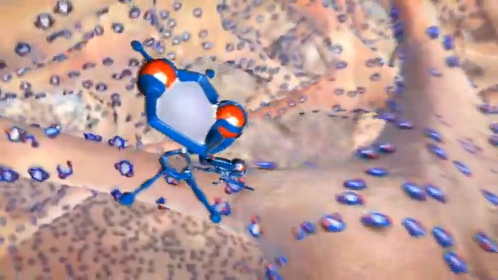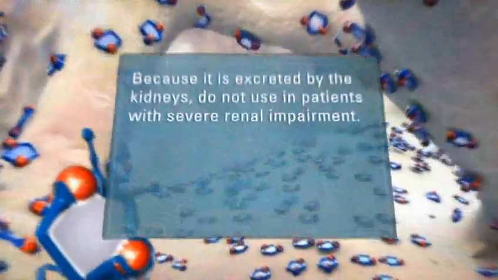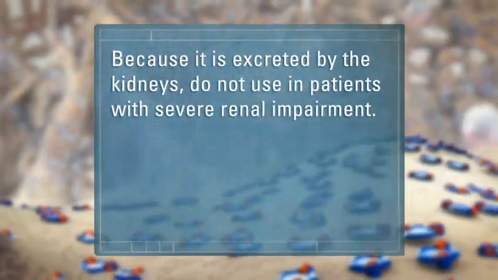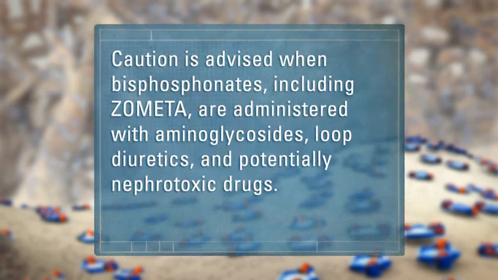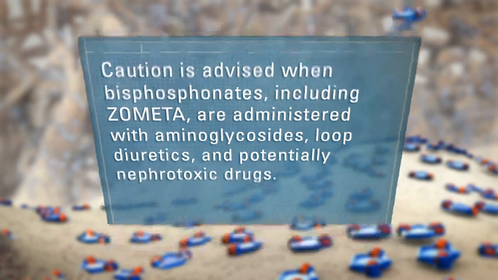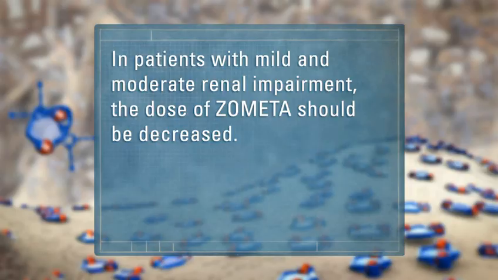Because of its binding affinity to hydroxyapatite crystals, the majority of Zometa is presumed to accumulate in the bone within 24 hours after administration. Any drug remaining in the circulation is rapidly excreted by the kidneys. Because it is excreted by the kidneys, do not use in patients with severe renal impairment. Caution is advised when bisphosphonates, including Zometa, are administered with aminoglycosides, loop diuretics, and potentially nephrotoxic drugs. In patients with mild and moderate renal impairment, the dose of Zometa should be decreased.